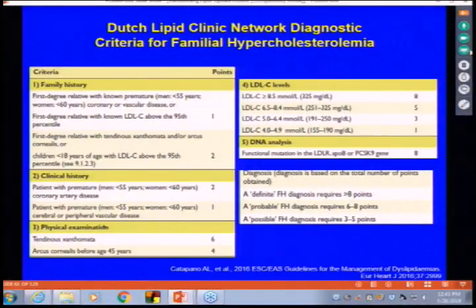Typically, a lot of the insurance providers have asked us to provide information on where the patient is on the spectrum of FH. Is it possible, probable, or definite? And this is the standard approach, the Dutch Lipid Clinic Network diagnostic criteria. This is just a system. You add up points, and based on the points, you give people how strong the diagnosis is, where definite typically gets covered, and it gets to be a problem.